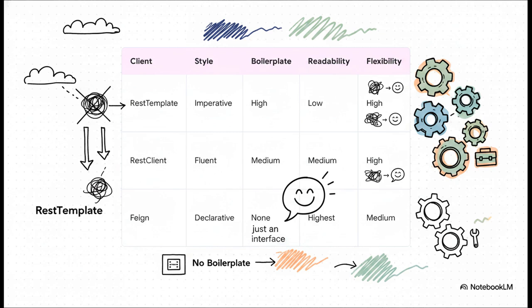This translates directly over to readability, where Feign easily takes the crown as the absolute highest. However, pay close attention to that final column, flexibility. Because RestTemplate and RestClient require you to manually build the request, they actually offer high flexibility for complex, highly customized configurations. Feign trades away a little bit of that flexibility to give you its incredibly clean, zero boilerplate experience.